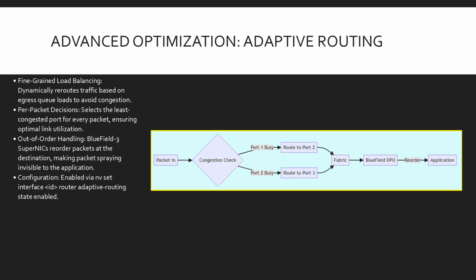What have we learned? Adaptive routing is the key to achieving up to 95% effective bandwidth in AI fabrics by eliminating static hash collisions.